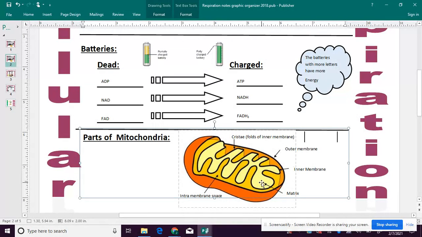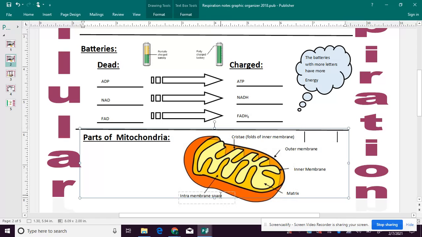Inside here, this light yellow space is what we call the matrix. So the matrix is that light yellow part on the inside. And then the space between the inner and the outer membrane has a super technical name. It's called the intramembrane space. Intra means between. So those are the four things you really need to know. The outer membrane, the inner membrane, the matrix, which is inside the inner membrane, and the intramembrane space, which is between the two membranes.